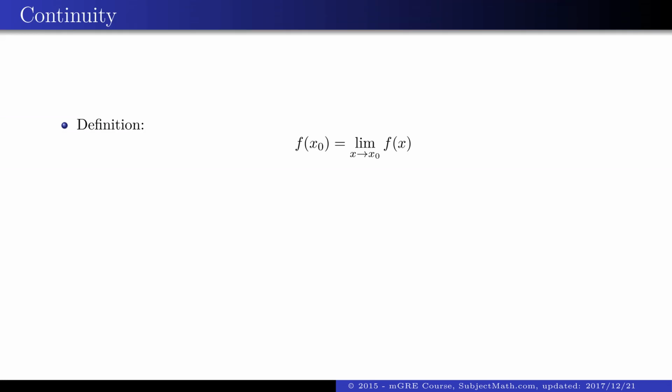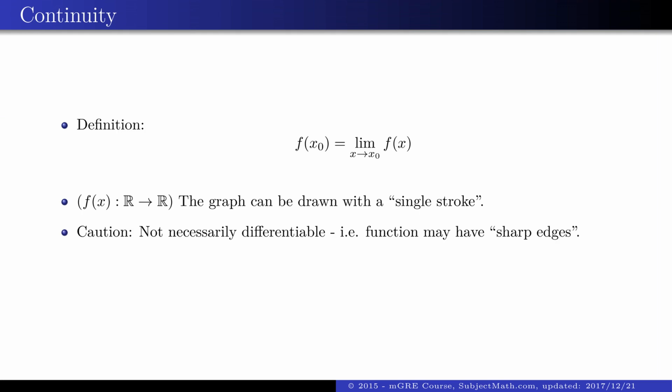Hello. A continuous function attains its limit at every point. The graph of a function which is continuous on the entire real line can be sketched with a single stroke. Not every continuous function has a derivative everywhere. It can have sharp edges. Also, such functions may be unbounded.